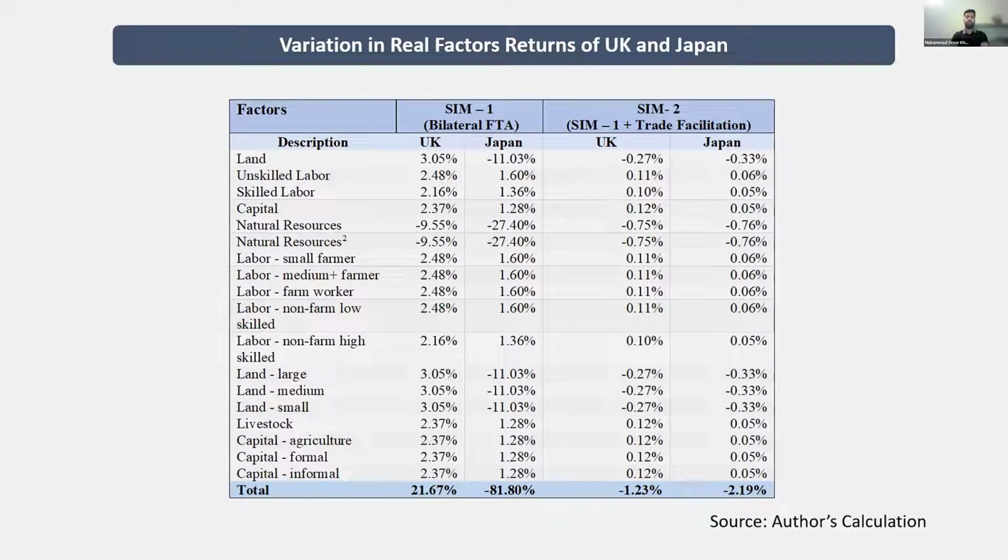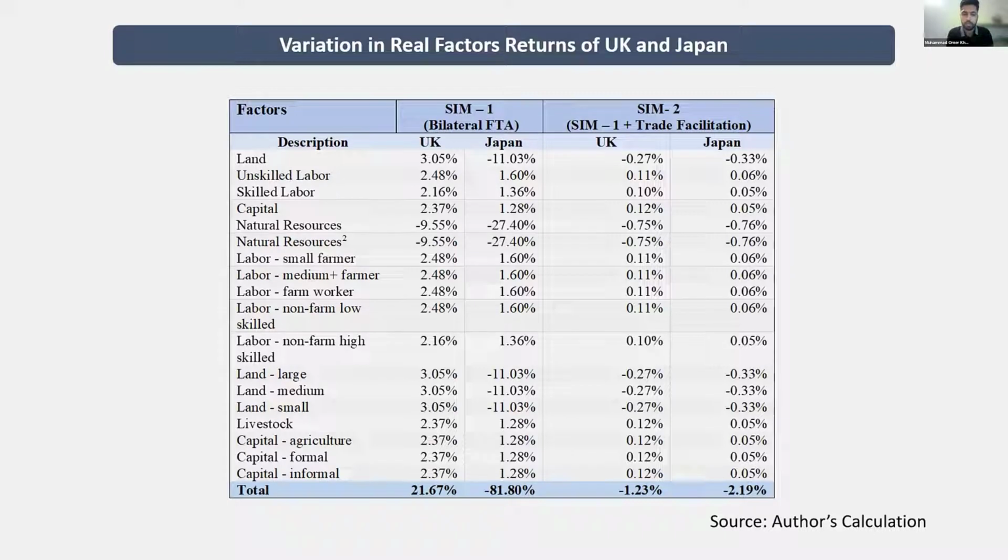If we look into the real factor returns, they are disaggregated and marked in various descriptions. Well, we have land, labor, and capital along with natural resources. So the total appreciation and gains the UK would have is 21.67%, whereas Japan would have a depreciation or decline by 81.80%, which is an alarming situation for Japan.